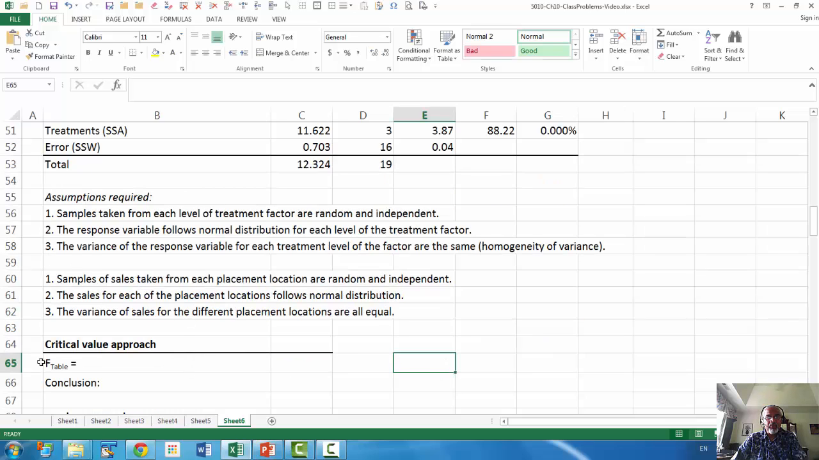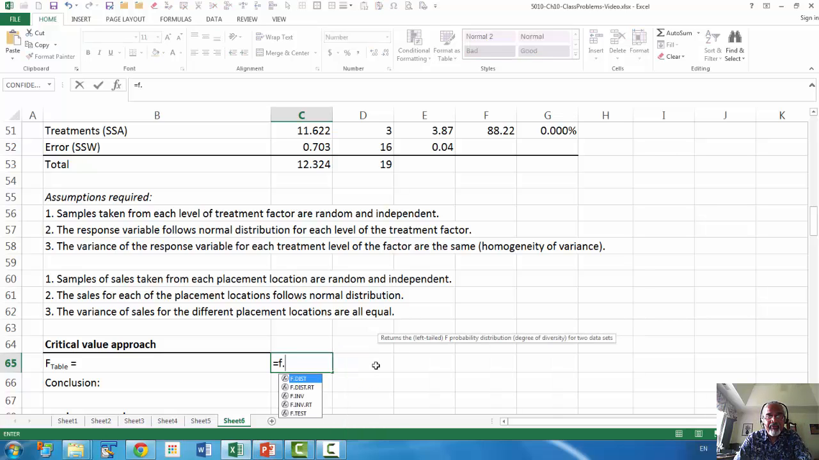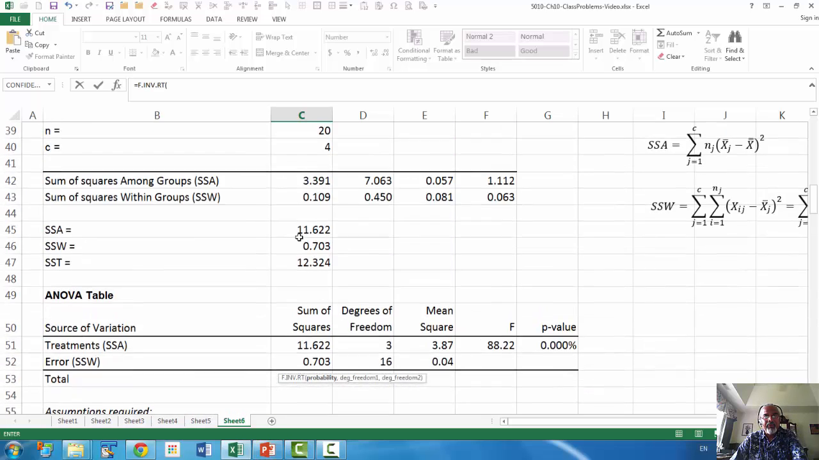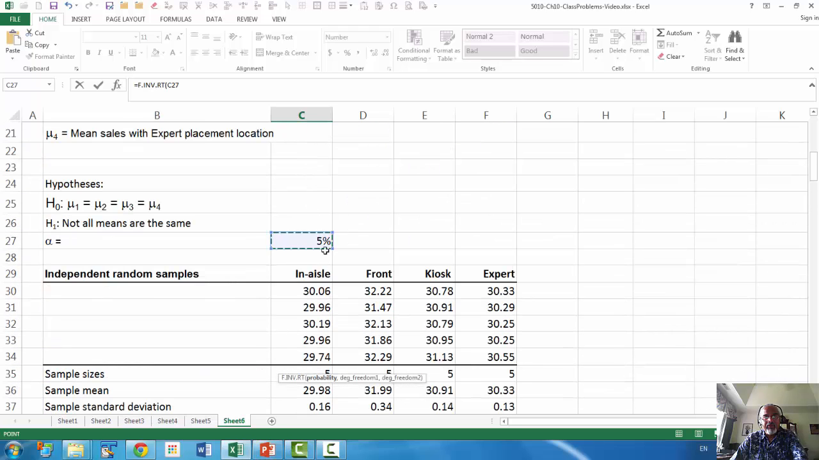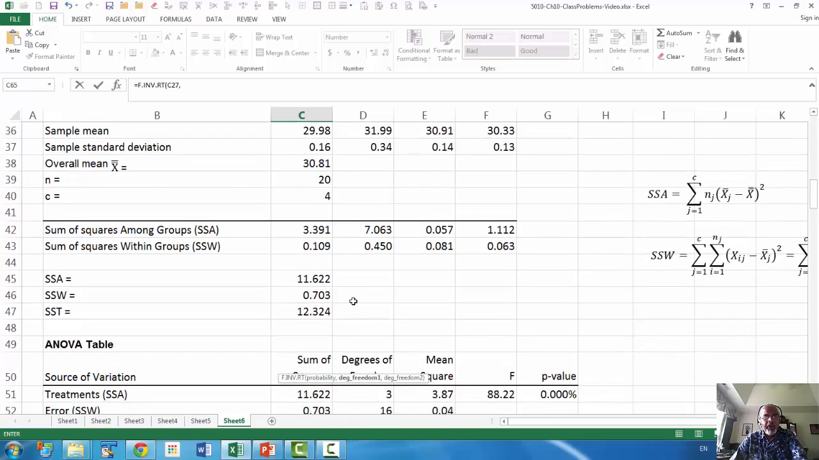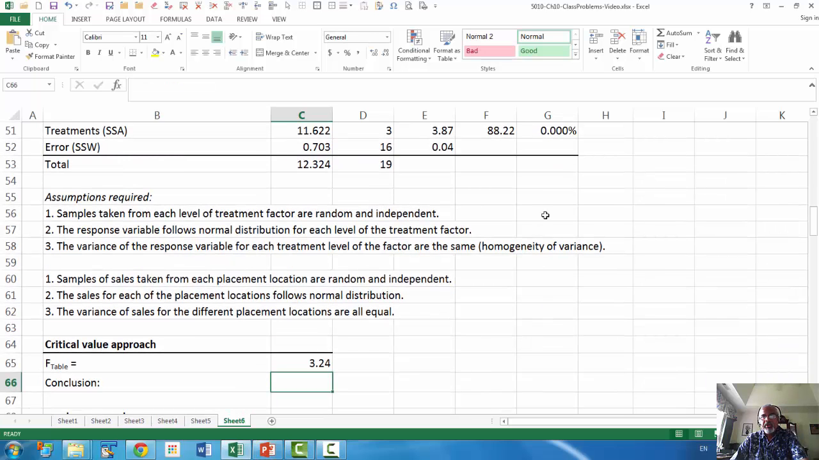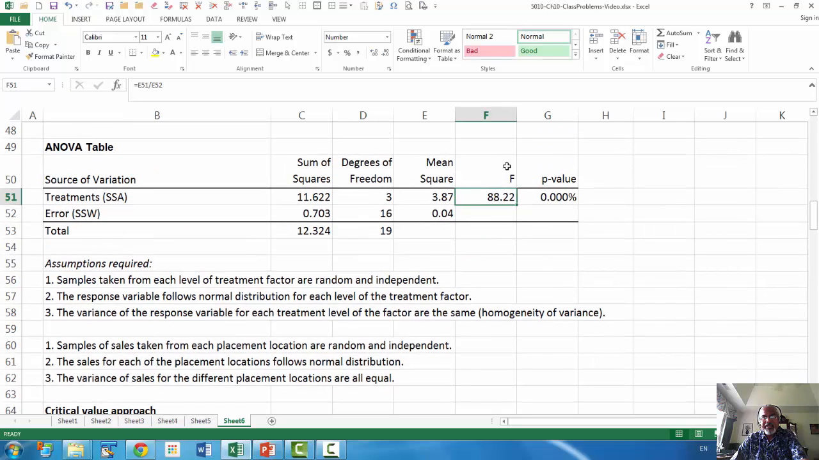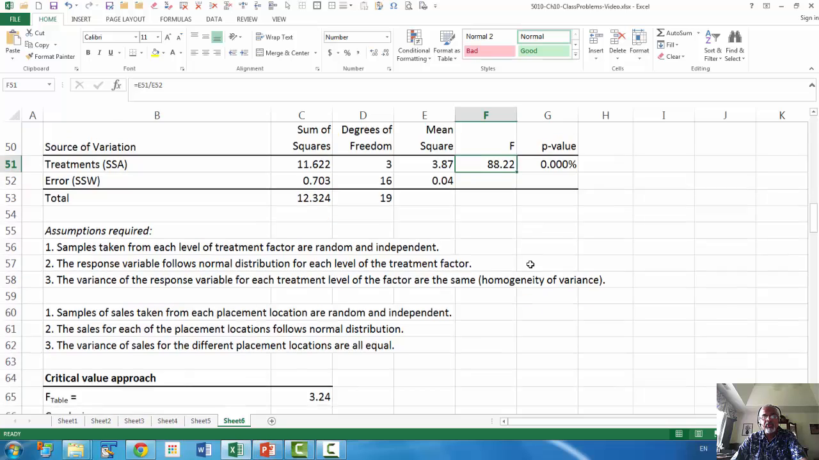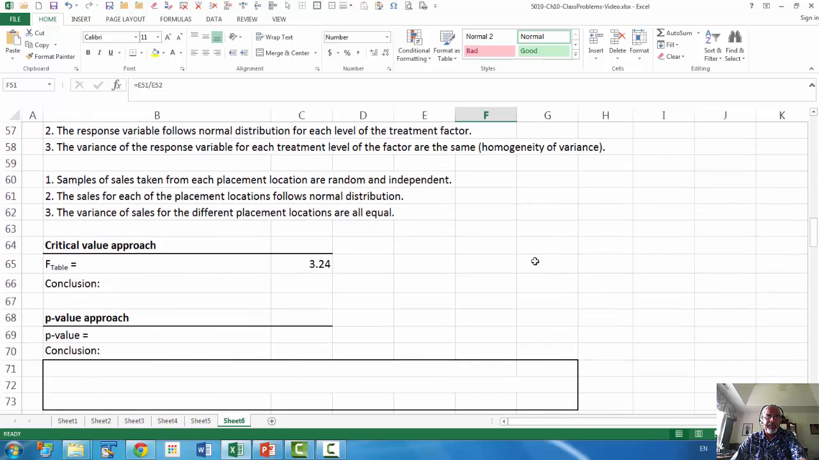Okay. Now based on these assumptions, we can set up an F critical value using the F table. So we have F.INV.RT with alpha given here, 5%, numerator degrees of freedom, comma, denominator degrees of freedom. That will give us the F table value. Then we compare that against the F stat value, which is 88.22, and therefore we reject the null hypothesis. So the conclusion is, F stat is greater than F table, so we reject.